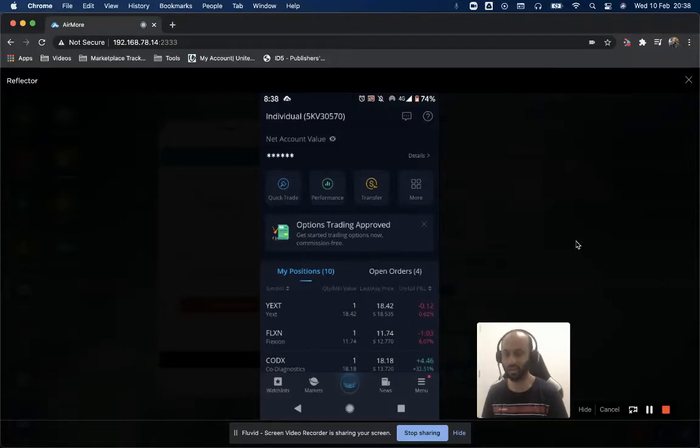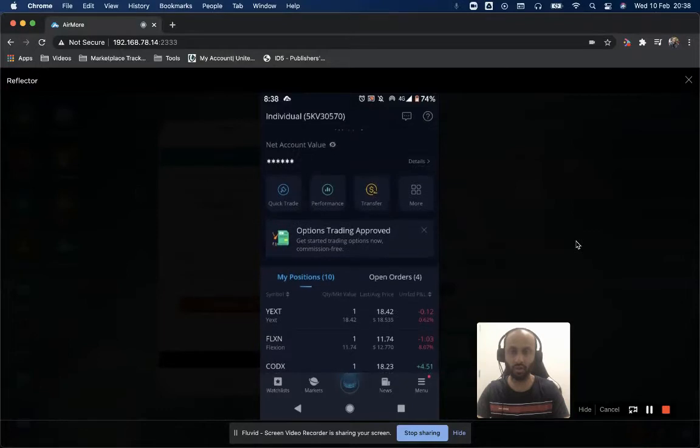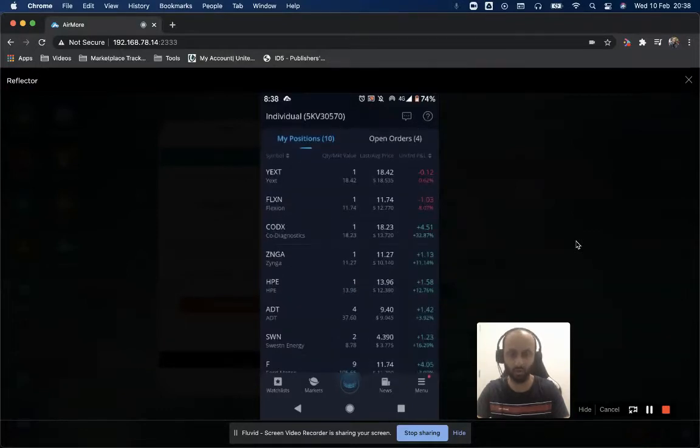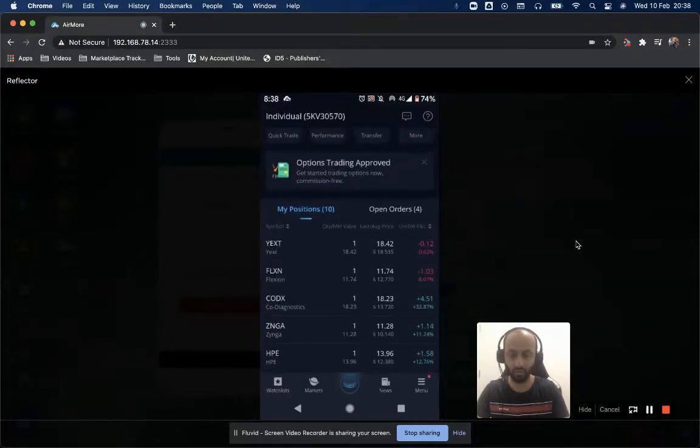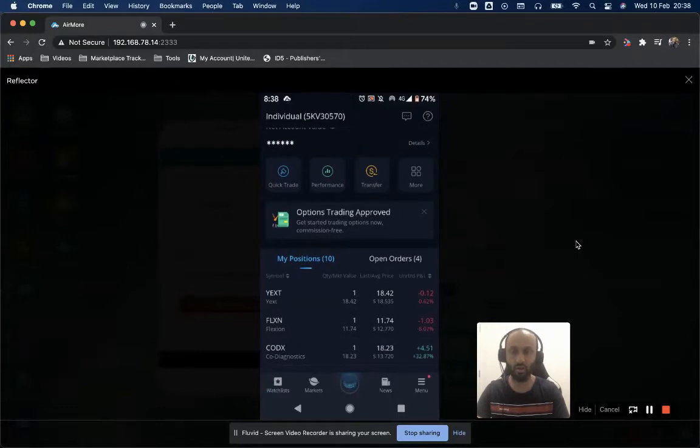So let's get right into it. Okay, here I have my phone on for you guys. As you can see, I'm already logged into the Webull application. Once you download it on your phone, if you go towards the top on the left, there's an icon called Quick Trade. I'm going to click that one, the blue one.